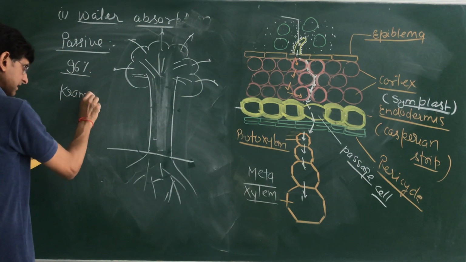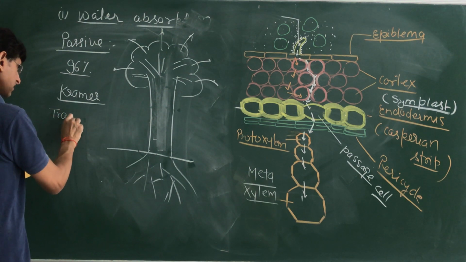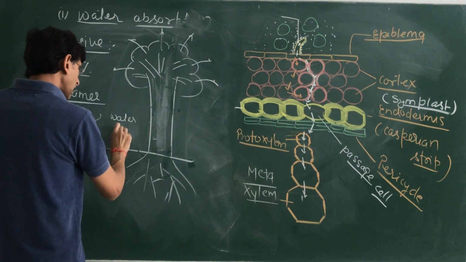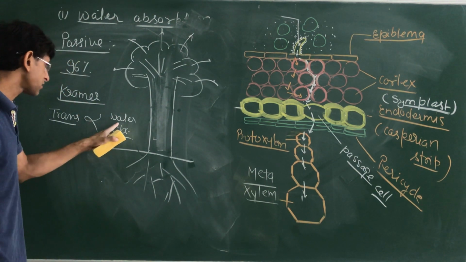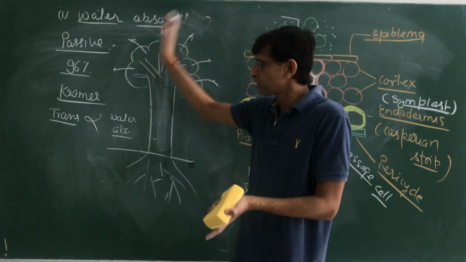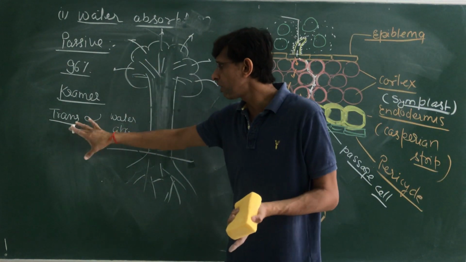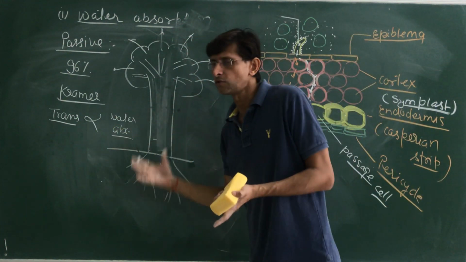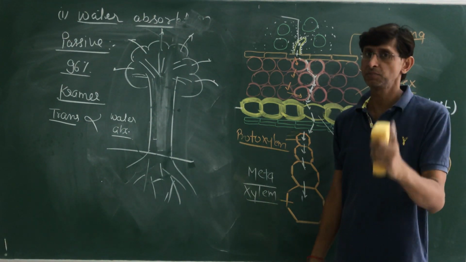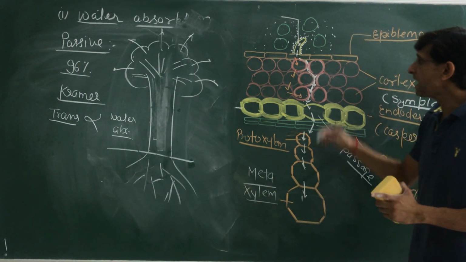Kramer noticed that during daytime, when the rate of transpiration is very high, the rate of water absorption is also very high. So water absorption always remains proportional to the rate of transpiration. So when transpiration is higher, the rate of water absorption is higher, then definitely it suggests there is some role of transpirational pull in the absorption of water. This is known as passive absorption. But always keep in mind that in passive absorption, the route of water is apoplast.